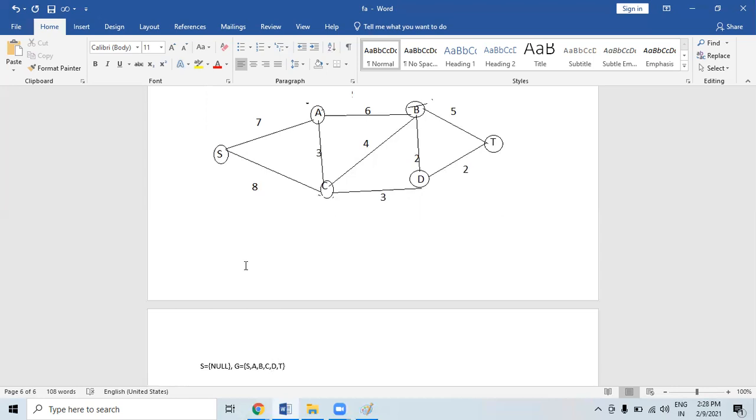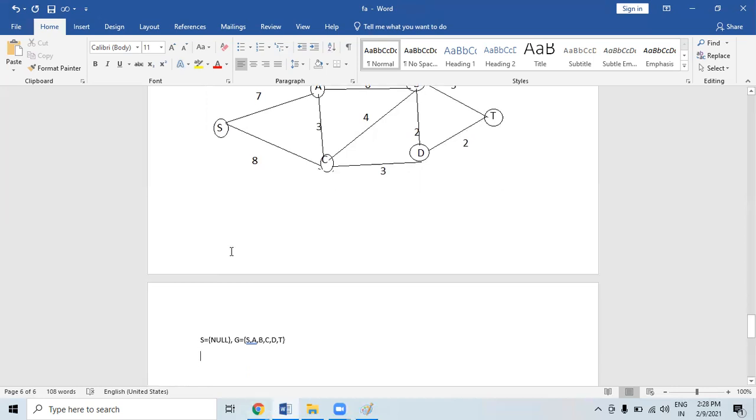Now check which are the outgoing edges of S, and choose the one which has less cost. So here we have to check the outgoing edges of S.